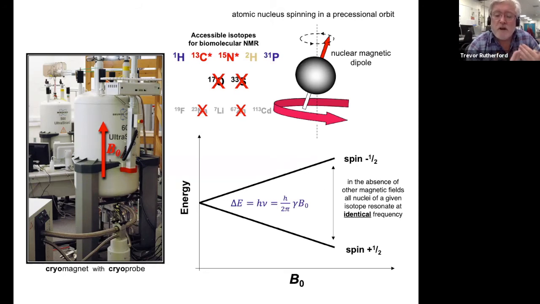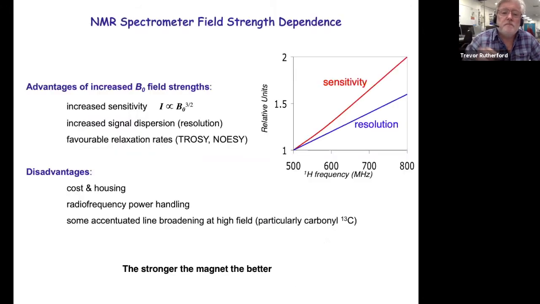So this is why NMR is inherently insensitive: we only have a very slight excess of population in the lower state over the upper state. The difference in energy level there is about 10 to the minus 25 joules. It's an incredibly small gap, which is why we have almost equal spin states.